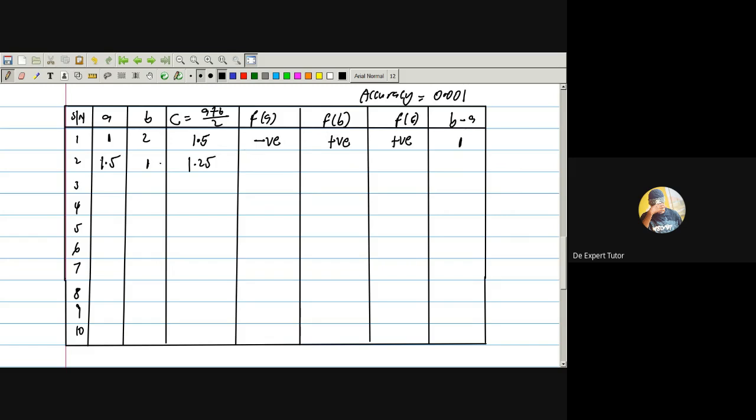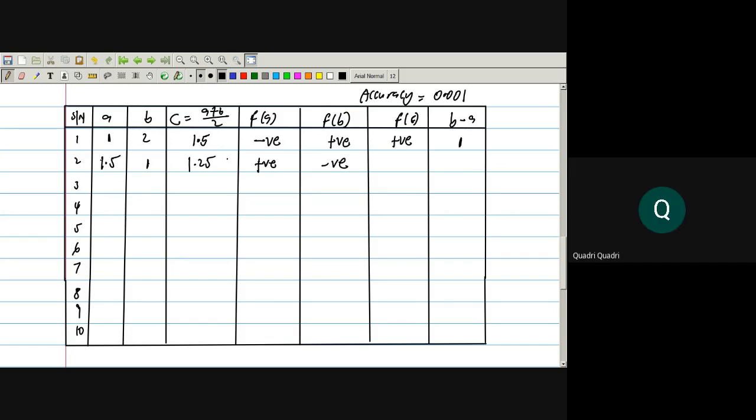And then what is F of A? F of 1.5 is positive. What of F of 1? Negative. What of F of 1.25?